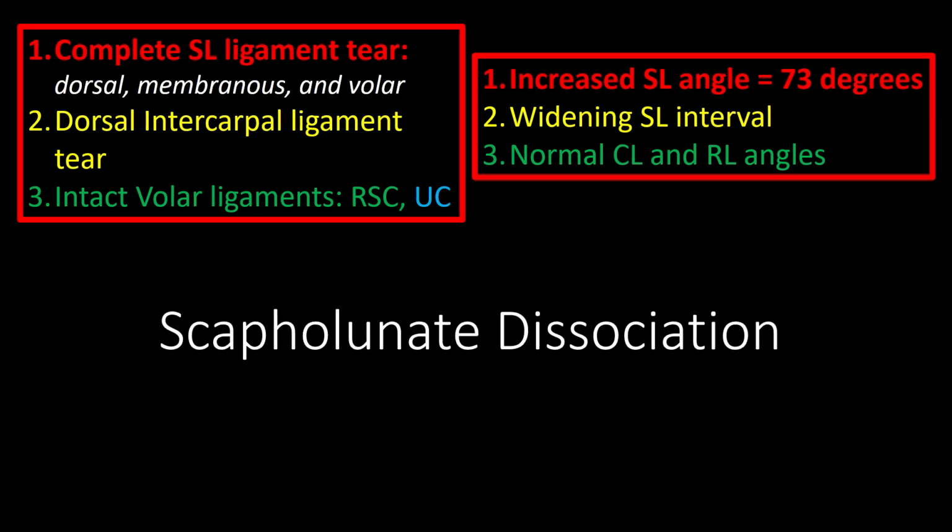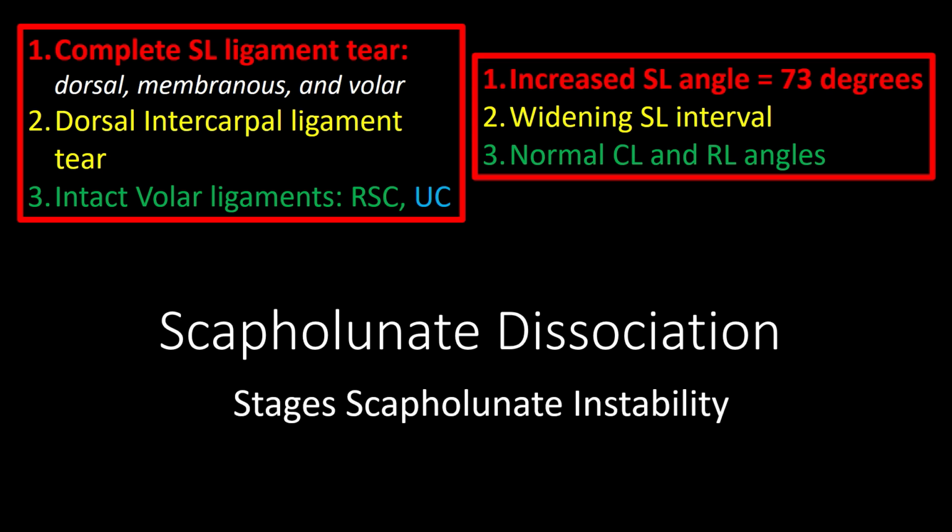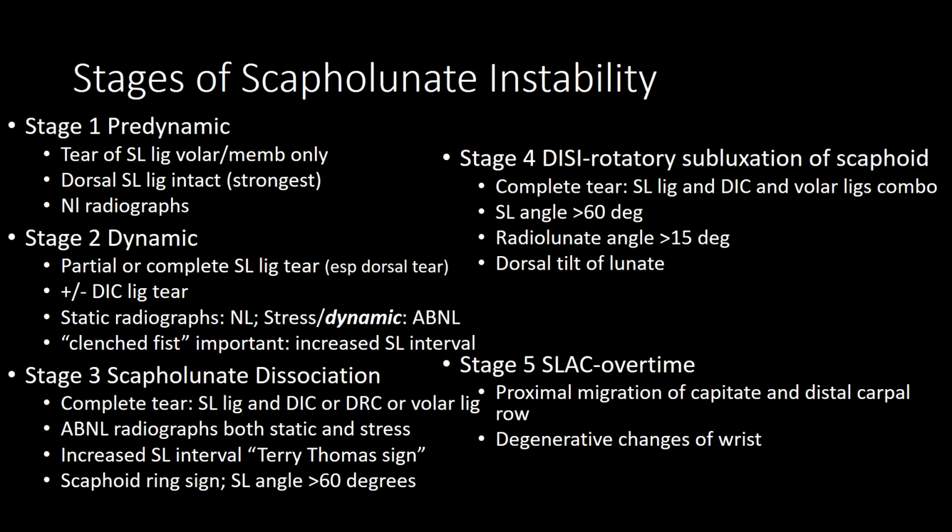So what does all that mean? So this is scapholunate dissociation. And we're going to review the stages of the scapholunate instability here. And you can see all those components, all those stabilizers. So this is a spectrum of disease or of pathology. And this is a busy slide. We're going to break this up, but I wanted to kind of throw this at you and why it's important.